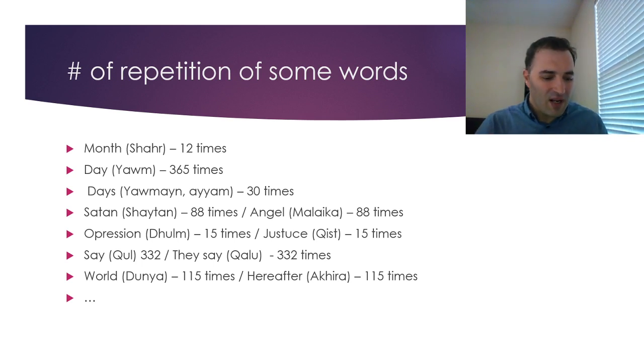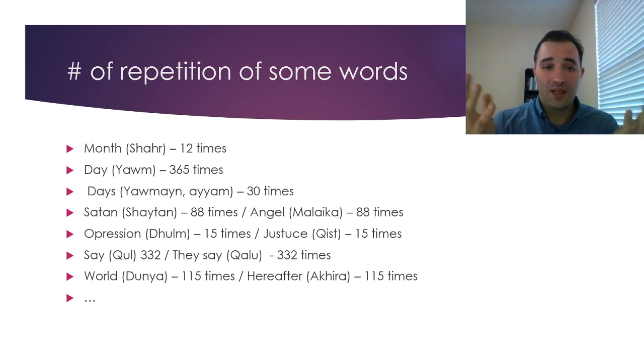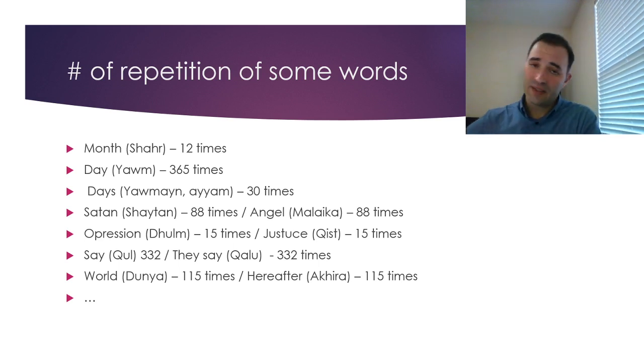So in the Quran, there is something we call the number of repetition of some Quranic words, and their number of repetition is very significant. For example, the word month, which in Arabic is shahr, is repeated in the Quran 12 times.